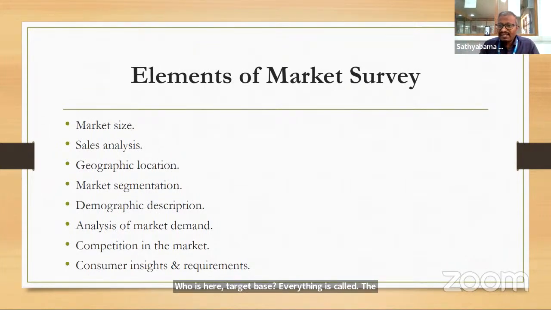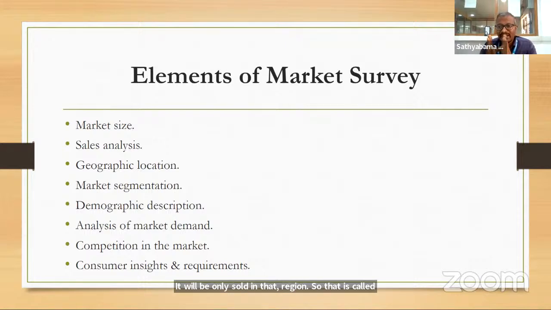Next is sales analysis. What sales have you done in the past region or past quarter? So in the previous year, what was the sales you have done? Next is geographical location, which majorly depends on, for example, the geography. If I'm launching any product it will be sold only in that region. So that is called geographical location.